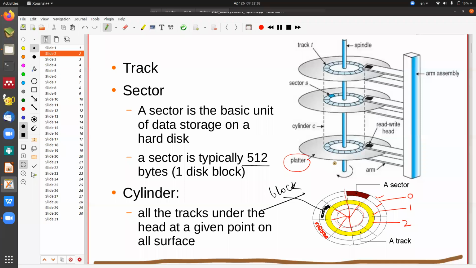A number of disks is called a platter. If there are 3 platters, each platter has 2 surfaces, means there are 6 surfaces. Each surface में number of tracks होता है, and each track is divided into number of sectors, and the sector is the unit area where the data is going to be stored.